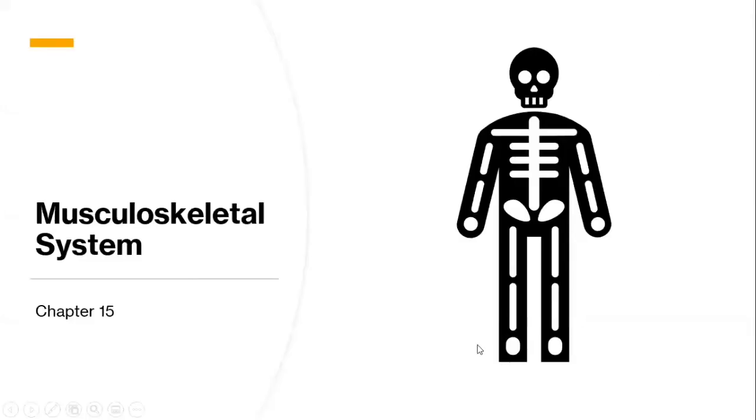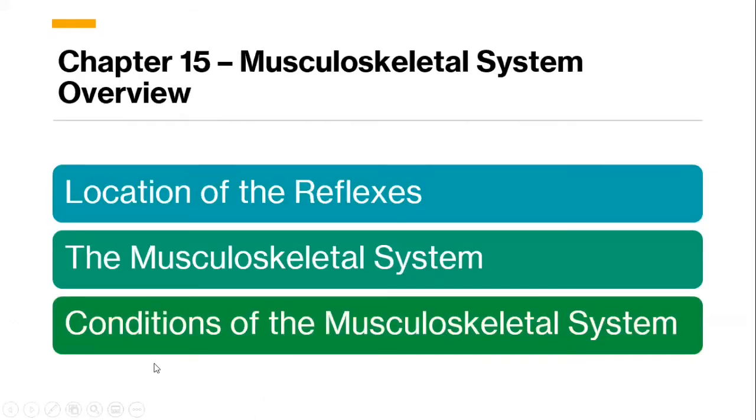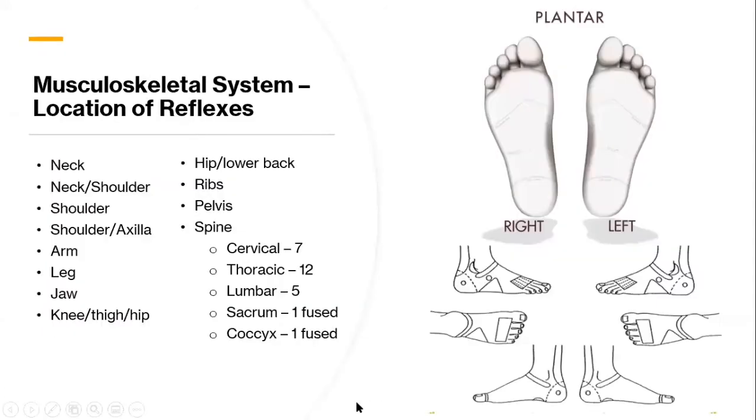All right, so we're going to dive into chapter 15. This is the musculoskeletal system. And in this chapter, again, we're going to go through the location of the reflexes, the musculoskeletal system, and the conditions of the musculoskeletal system. So this system is a lot bigger because it is our whole skeleton.